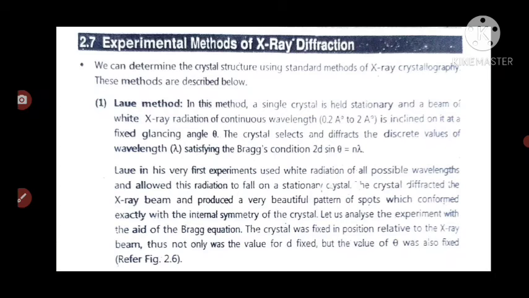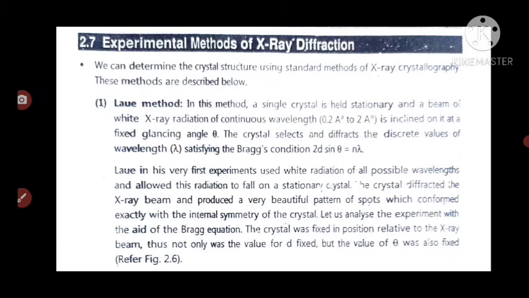And if we consider in this experiment, X-ray radiation of all possible wavelengths falls on the stationary crystal, and this crystal diffracts the X-ray beam and produces a beautiful pattern of spots which confirms exactly the internal symmetry of the crystal. The analysis of the result of this experiment is aided by the Bragg equation, and this crystal was fixed in position relative to the X-ray beam.